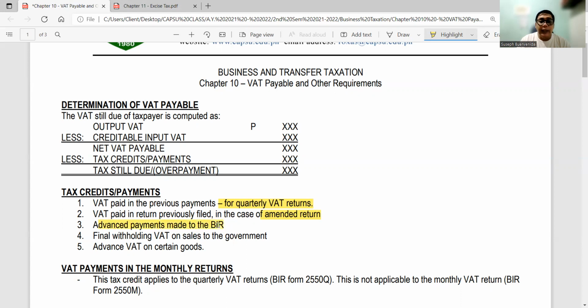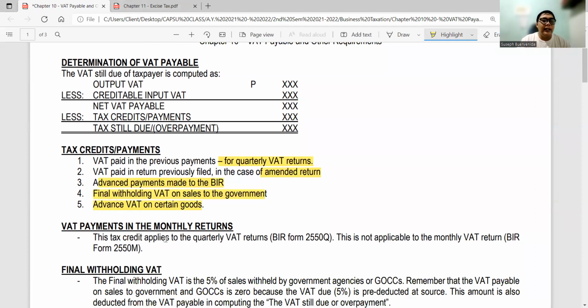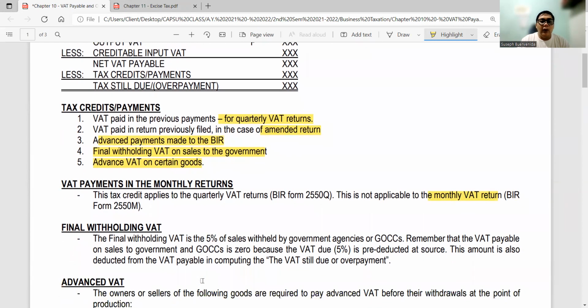Next, advance payments made to the BIR. We are going to discuss later on what those advance payments are. Next, final withholding VAT on the sales to government. If you remember, the 5% withholding VAT if you are transacting with the government, or if you have government sales. Then advanced VAT on certain goods, we will discuss later. Next, VAT payments in the monthly returns. This tax credit applies to the quarterly VAT returns. This is not applicable to the monthly VAT return, because it is filed on a quarterly VAT basis.